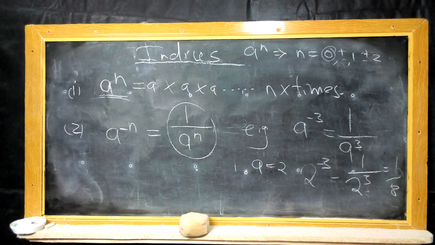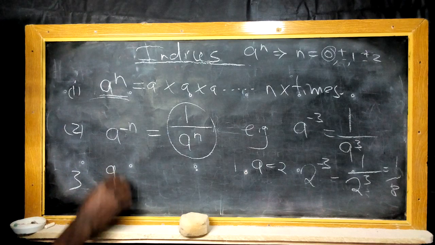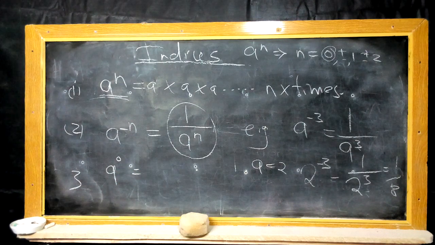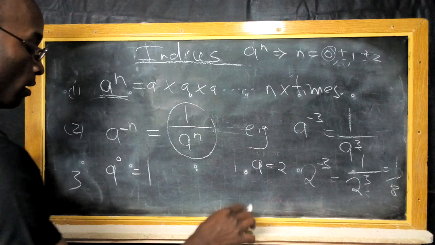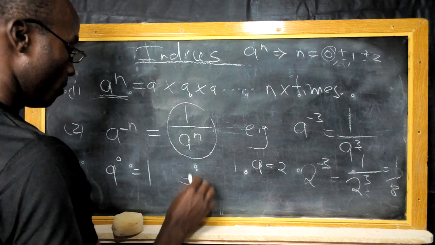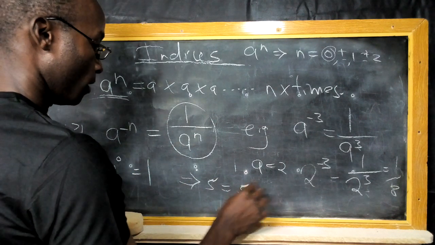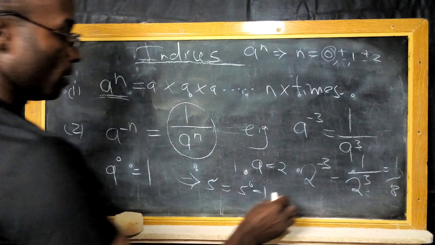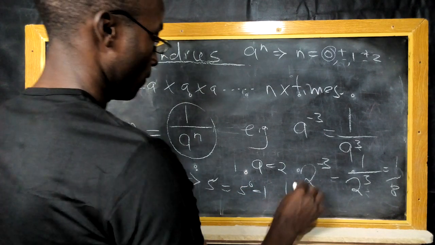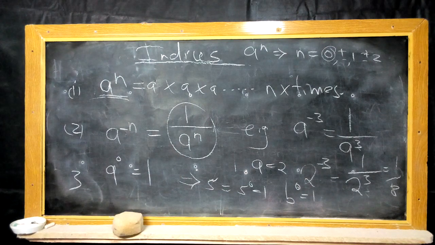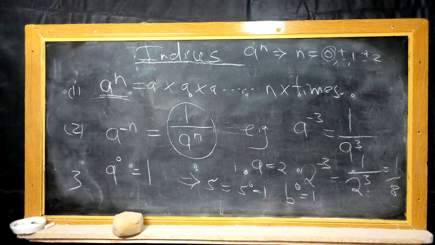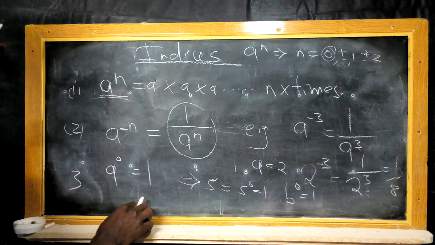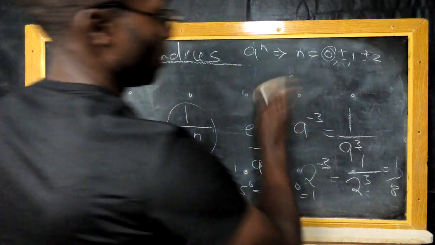Suppose the exponent of a is equal to 0. Then what would be the value for that? In that case, a number that is raised to a 0 power, we just give it 1. So if a is 5, then 5 raised to power 0 is equal to 1. Even if it is b raised to power 0, it is equal to 1. So that's another rule: when a number is raised to the power of 0, the answer is 1.